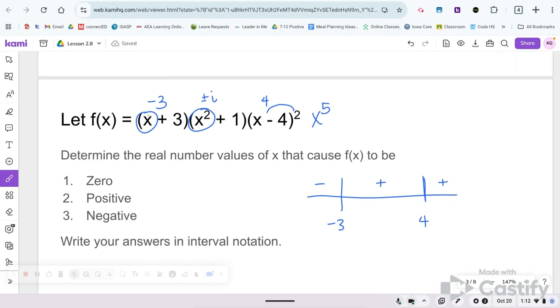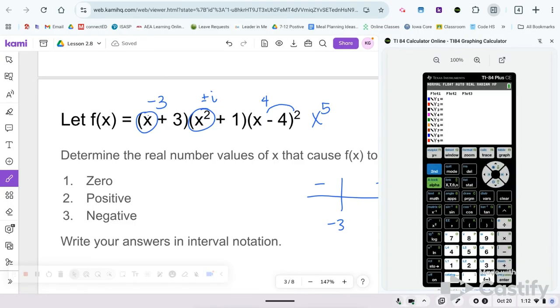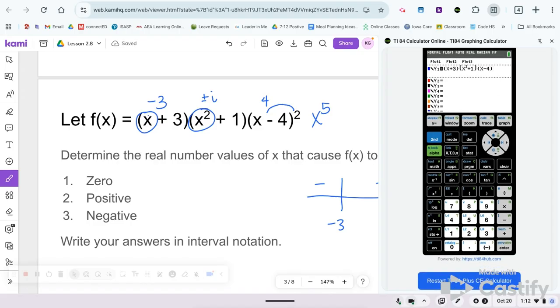So just to check this, we can look at it in our calculator to make sure that we know what's going on here. So we have x plus 3, x squared plus 1, and x minus 4 squared. And zoom out a bit for you. That wasn't a very good zoom.